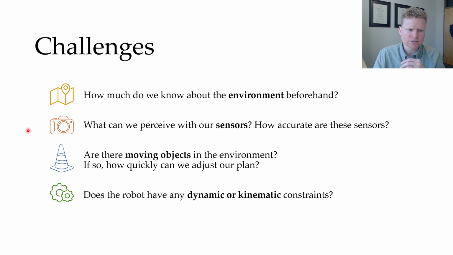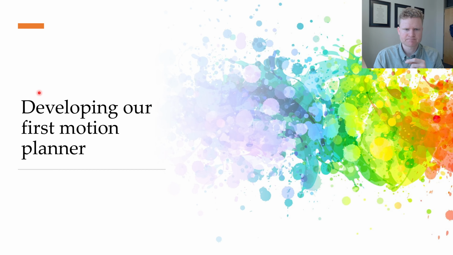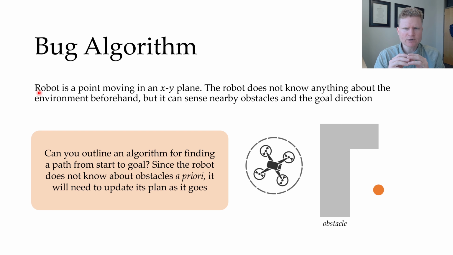Okay, so again, these are just some of the challenges you might think about when you're trying to come up with a motion plan. To see these challenges in action and better understand what motion planning entails, let's try to make our own first motion planner. And what we're going to start off with is a simple motion planner called the bug algorithm. And again, this is just an introductory planner that I think lets us know about the challenges and how we can develop these planners in practice.